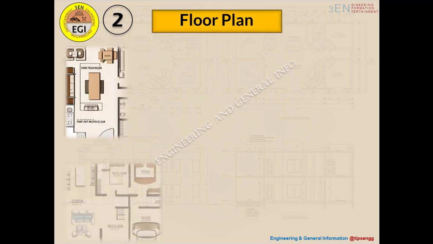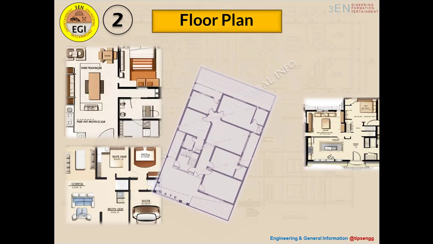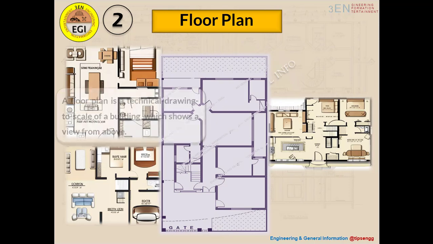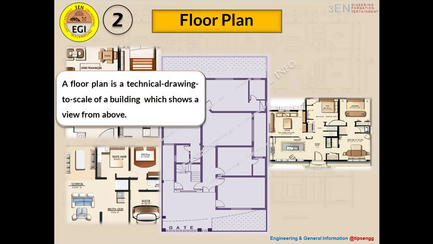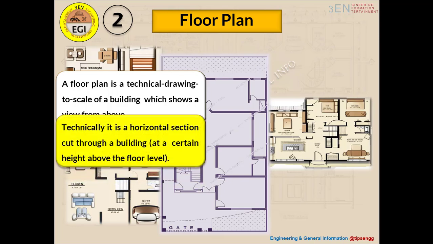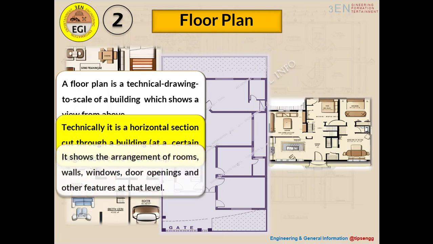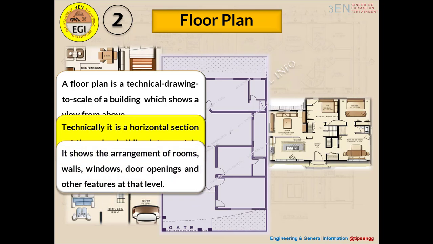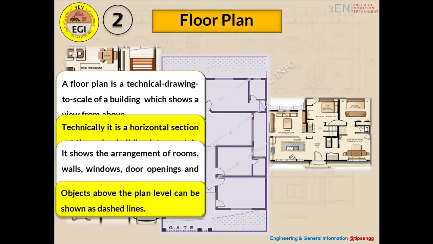Floor plan. A floor plan is a technical drawing to scale of a building which shows a view from above. Technically, it is a horizontal section cut through a building, at a certain height above the floor level. It shows the arrangement of rooms, walls, windows, door openings, and other features at that level. Objects above the plan level can be shown as dashed lines.